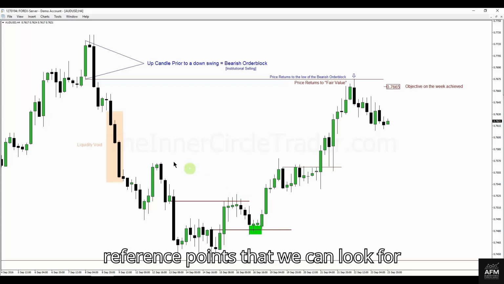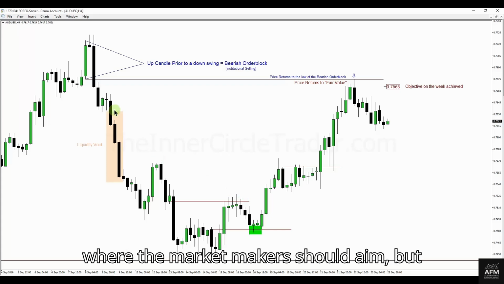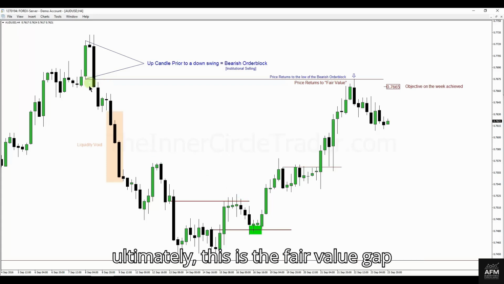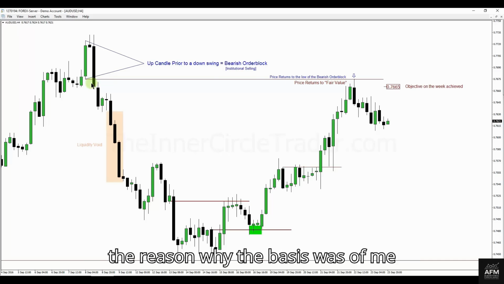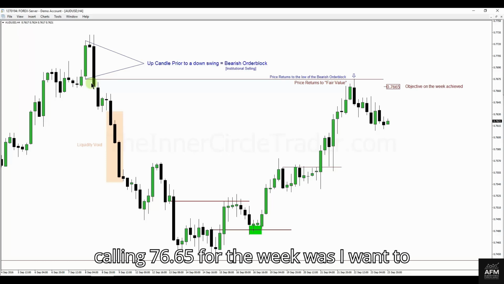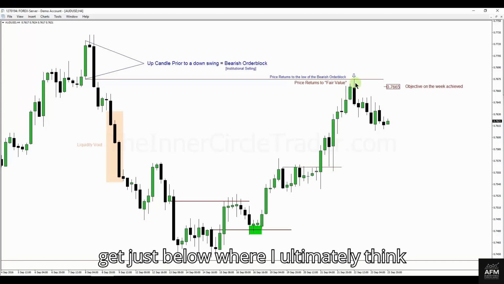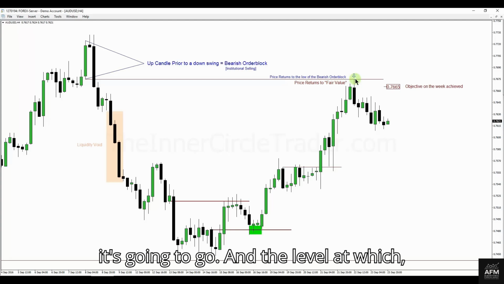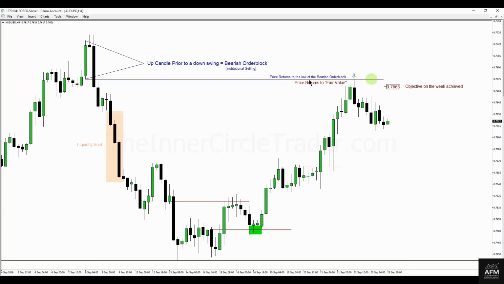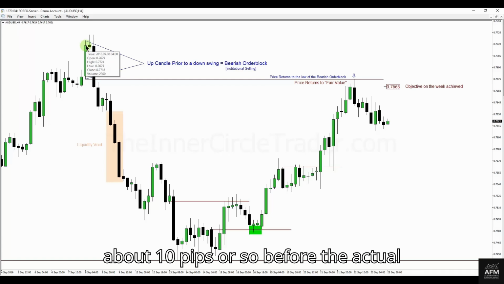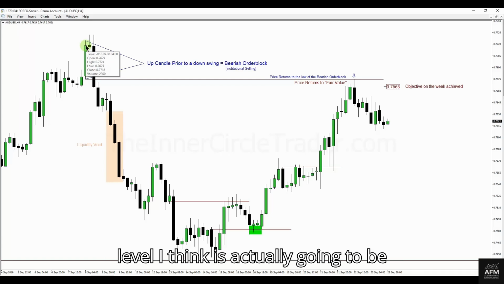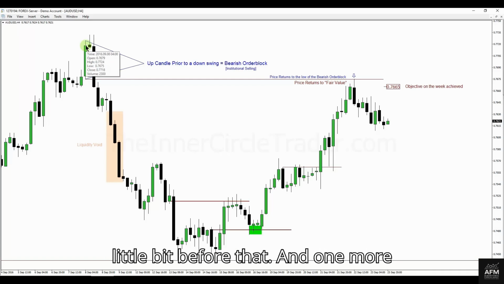And we have reference points that we can look for where the market makers should aim, but ultimately this is the fair value gap that they wanted to get back up into. The basis for me calling 76.65 for the week was that I want to be just below where I ultimately think it's going to go. The low comes in at 76.75, and I want to be about 10 pips or so before the actual level I think is going to be hit. I want to be getting out just a little bit before that.